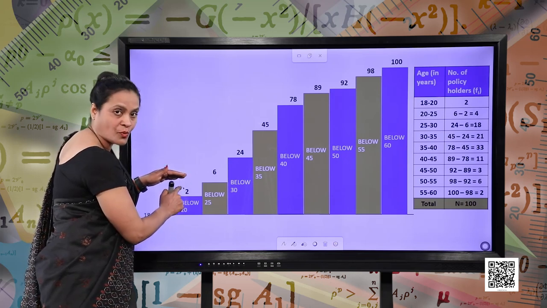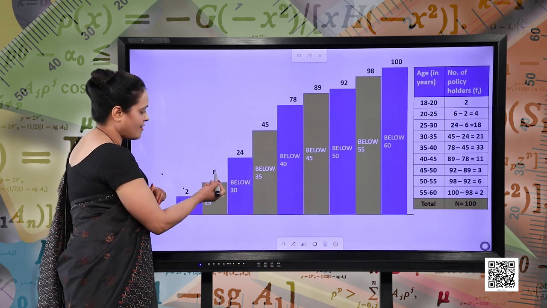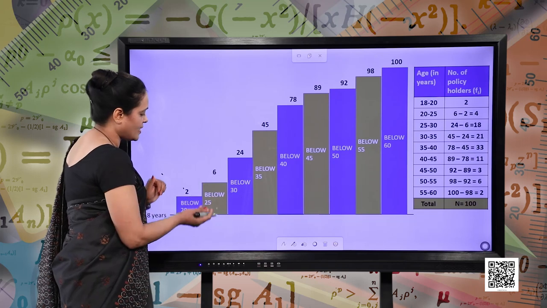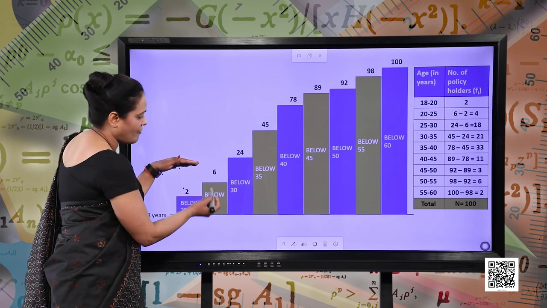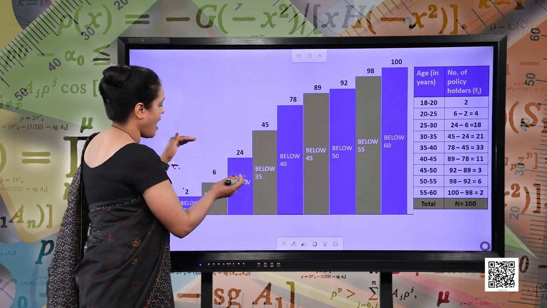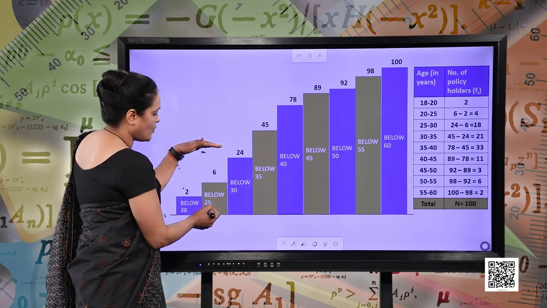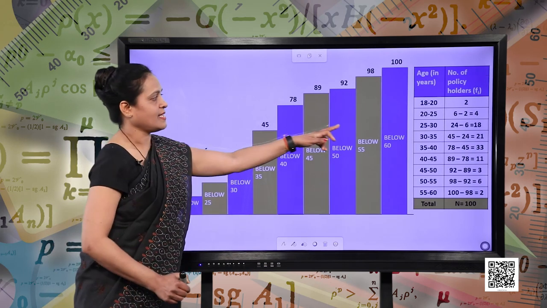There are 2 such policy holders. Then below the age of 25, there are 6 policy holders. How many policy holders are from 20 to 25? 6 minus 2, that is 4. Then how many policy holders are from 25 to 30? 24 minus 6, that is 18.